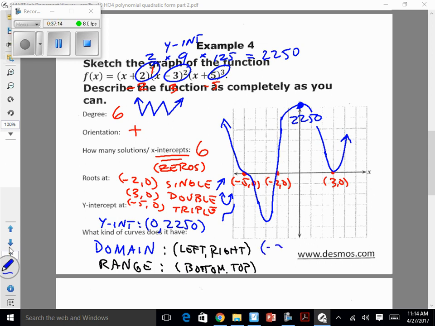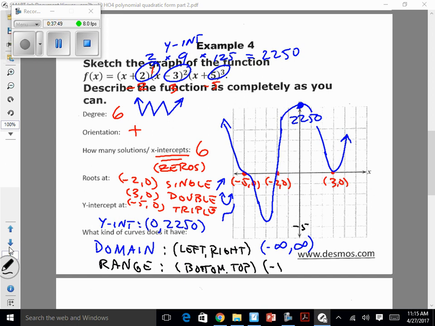This range is not going to be that good looking, but I'm still going to write it. For the range, I'm going to count down 1, 2, 3, 4, 5. The bottom, the lowest this thing goes is negative 5. And then to the top, the arrows are going up forever and ever, so it goes all the way up to positive infinity.